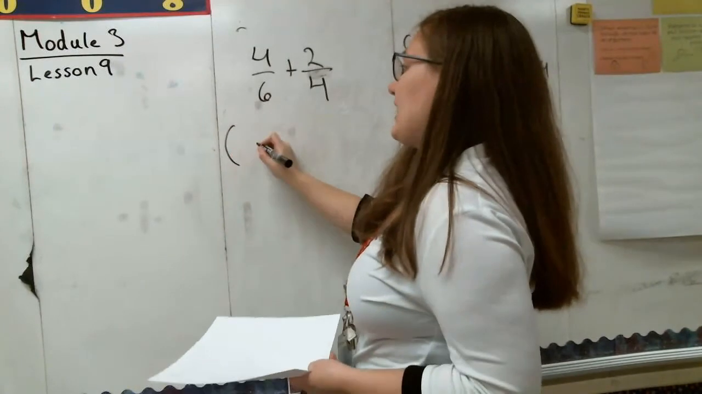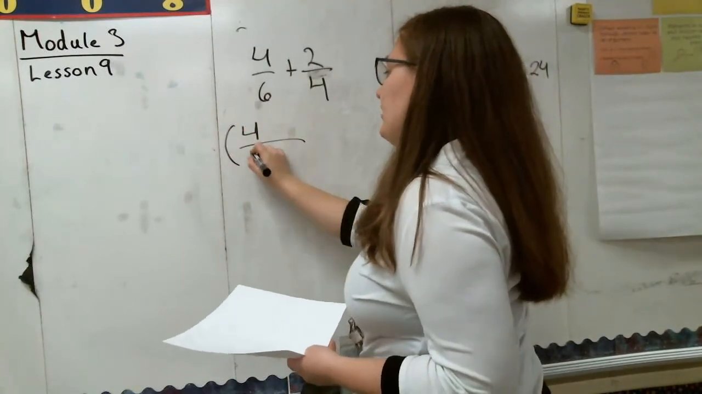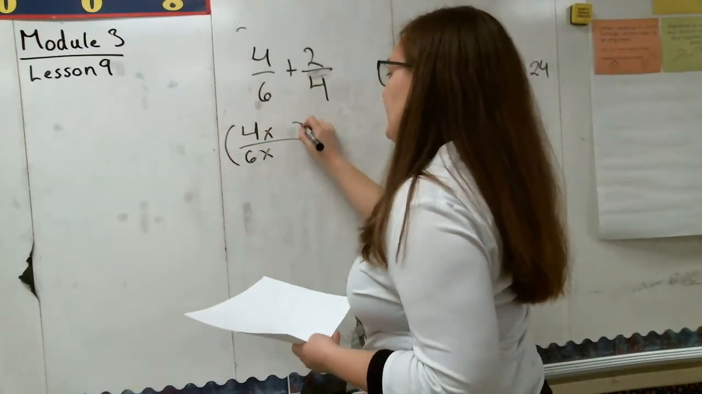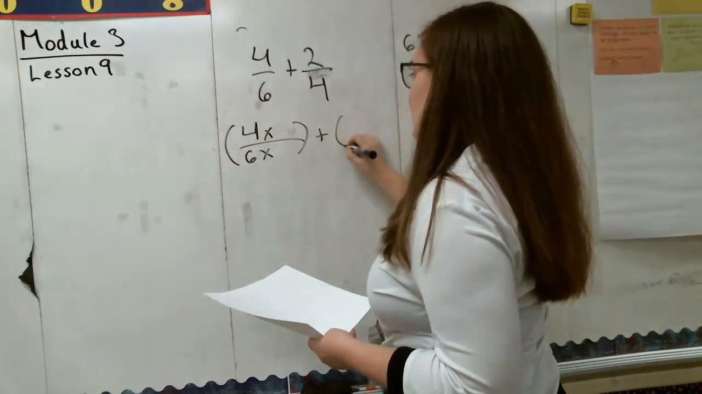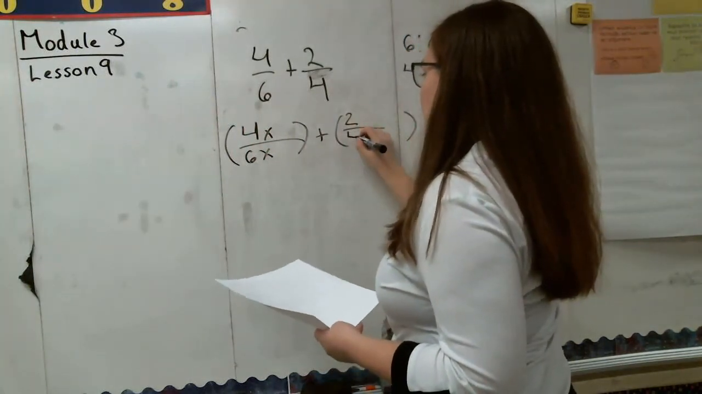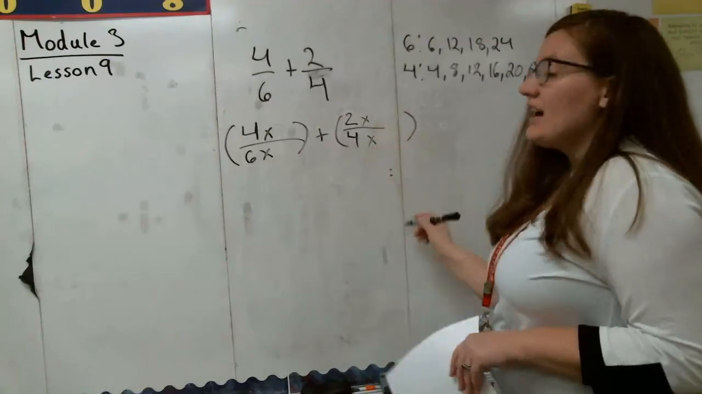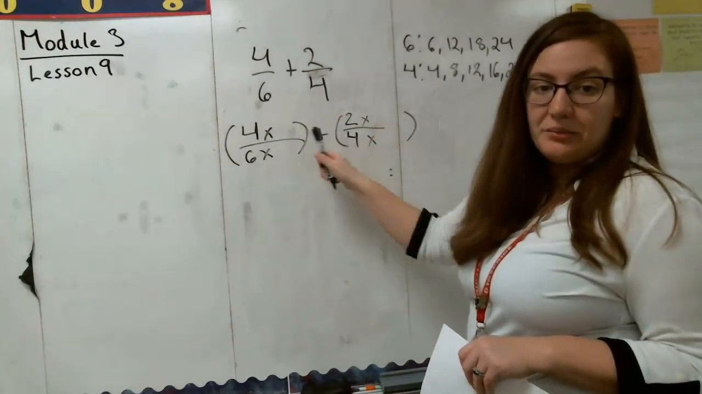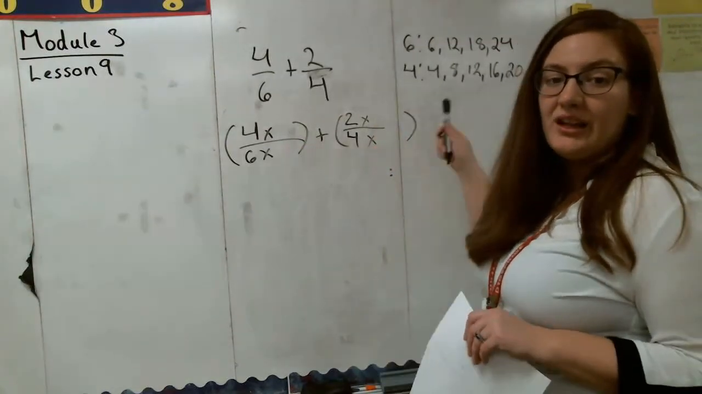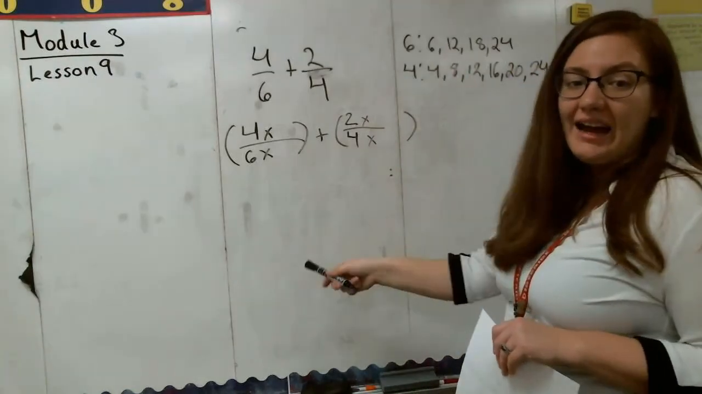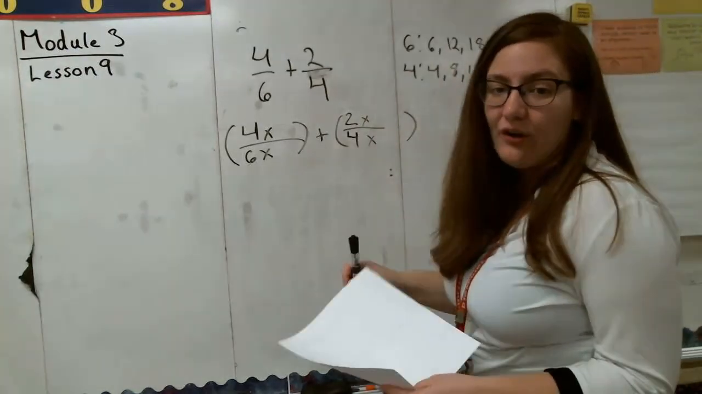And then when you go to set up your problem, it should look something like this. And then you need to plug in the numbers here that will give you that least common multiple as your denominator, and then solve from there.